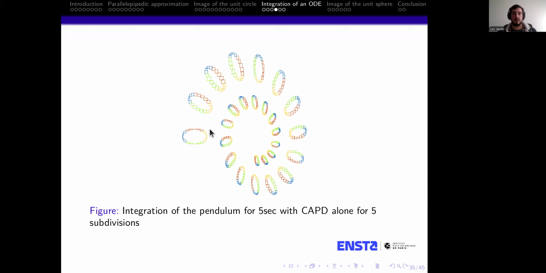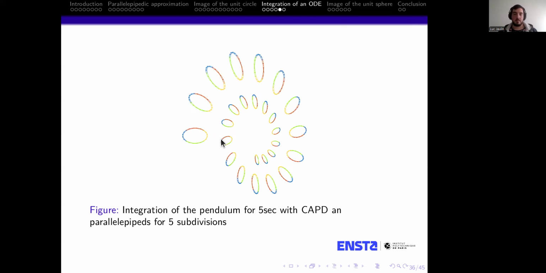So this is the result that I get for an integration over 5 seconds. The initial set is here on the left, so it's a unit circle, and I integrate it. This is for CAPD alone, and so I have a total of 20 boxes. And this here is the same result, but with parallelepipeds instead. And we see that we are indeed smaller. We have a boundary that is smaller.